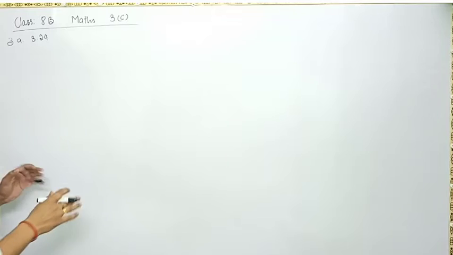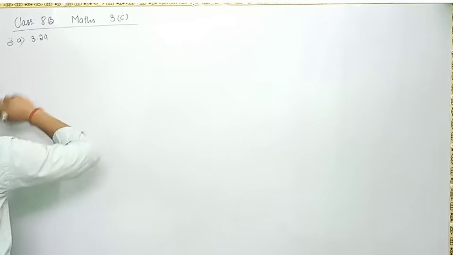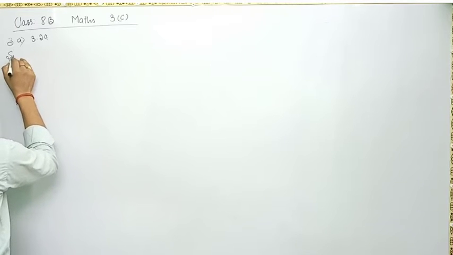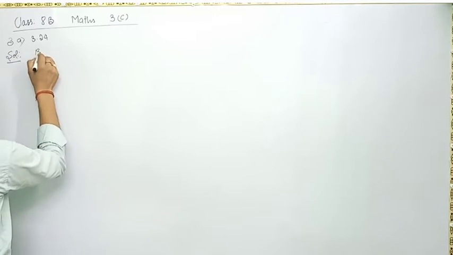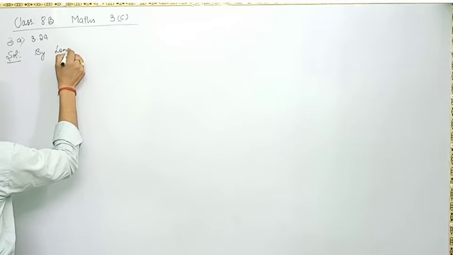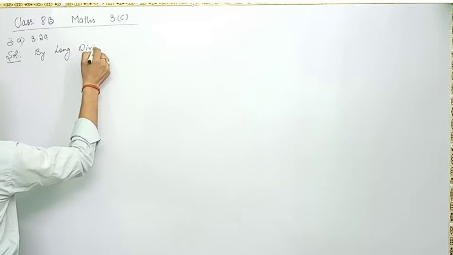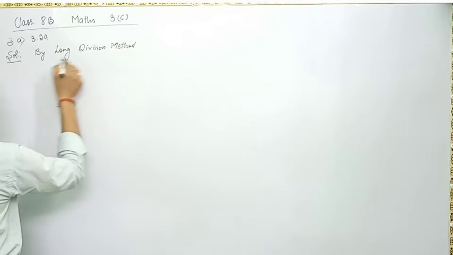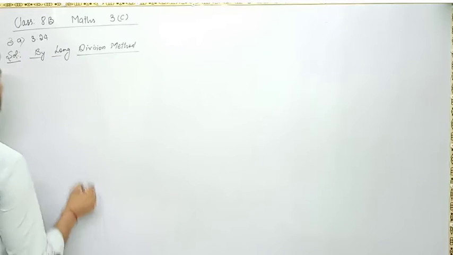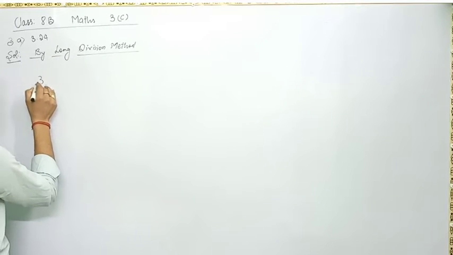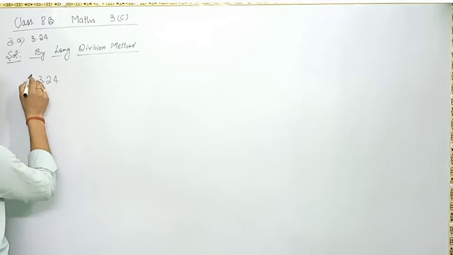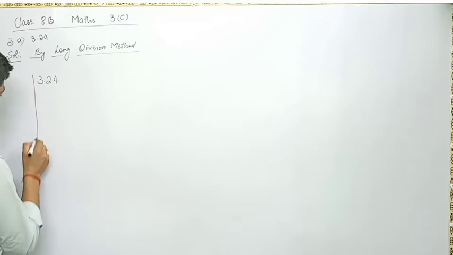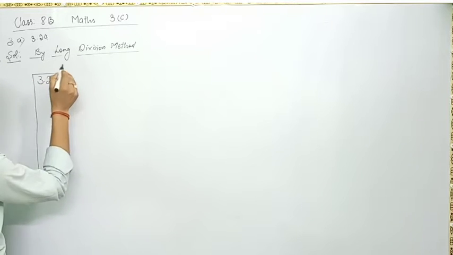So my dear children, you have studied a rule that you have to follow. So this you can write as C. By long division method, how will you find? See here, you will write 3.24 as written here. Using the same manner you write in your notebook also. And write one horizontal line here.